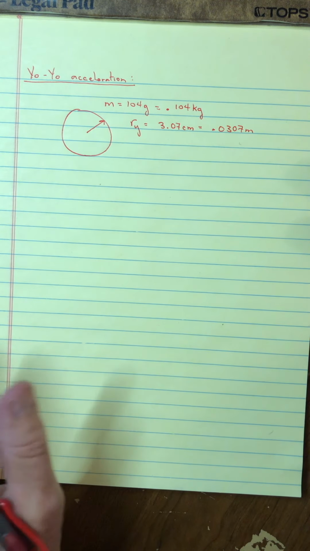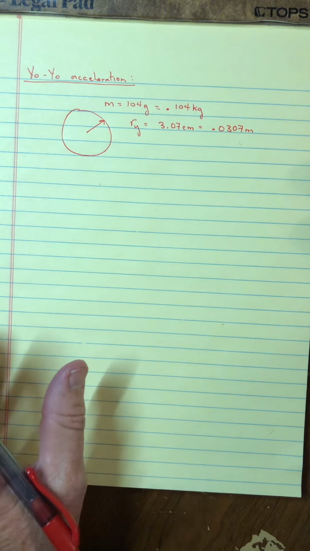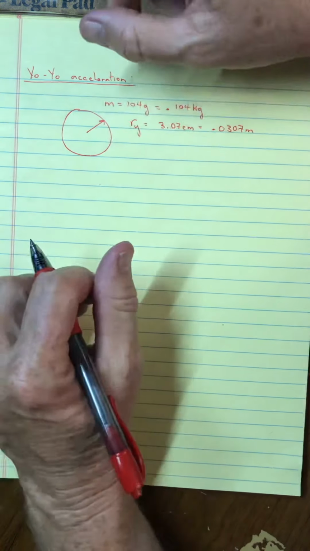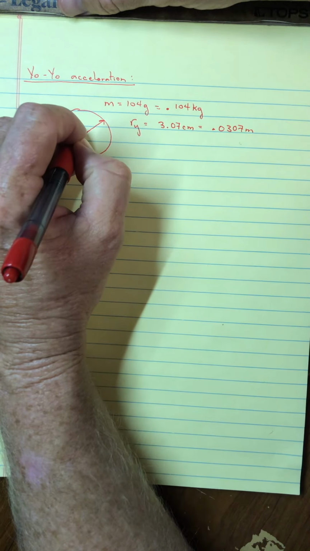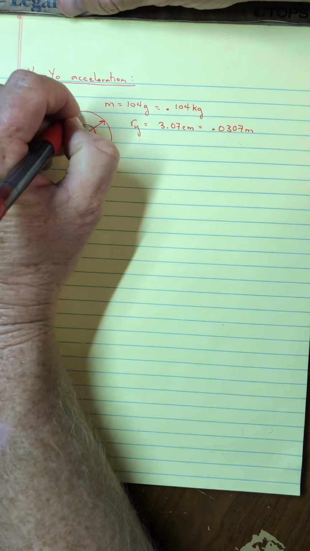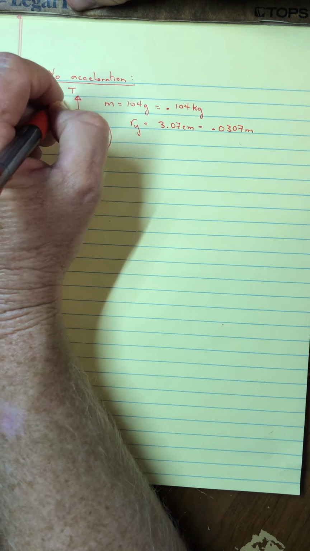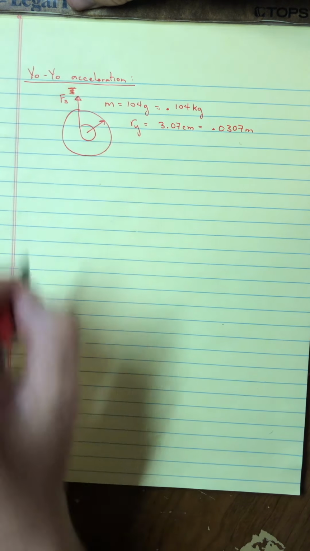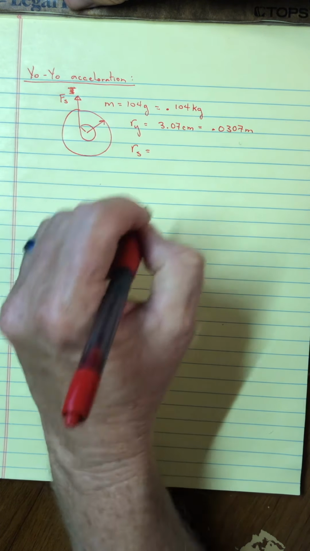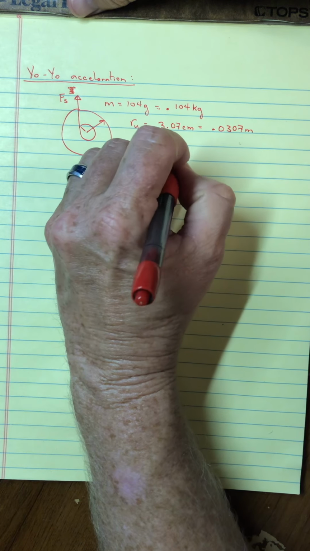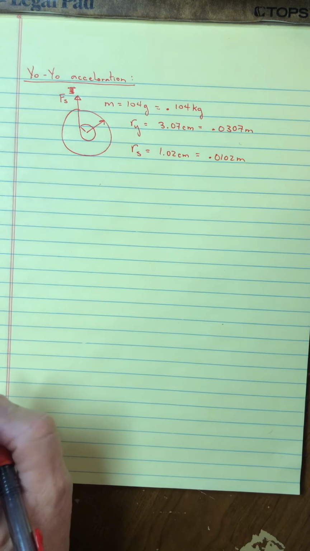Probably do. It says the string is wrapped around an inner spool, which has a very small mass, so we can neglect the mass of the string. The string is wrapped around something like this. Here's the tension in the string. Your picture calls it F sub S for the force in the string, I'm sure. And this is an R sub S, the radius of the spool, and it's 1.02 centimeters, which I'll write as 0.0102 meters.